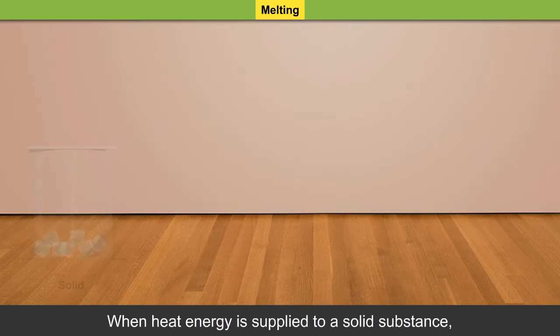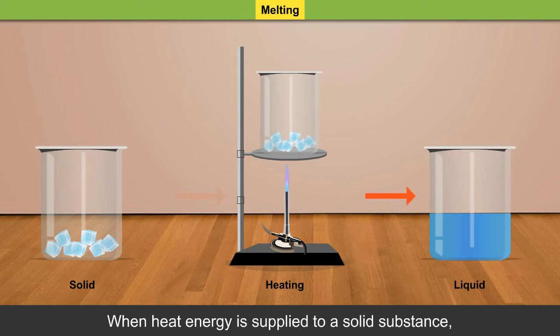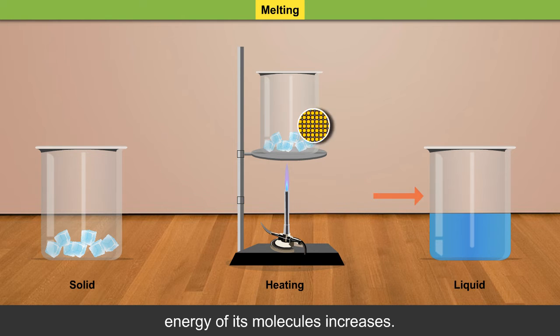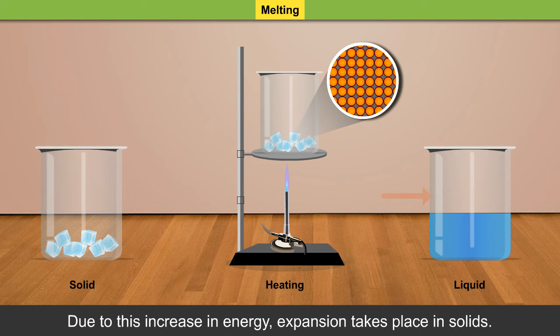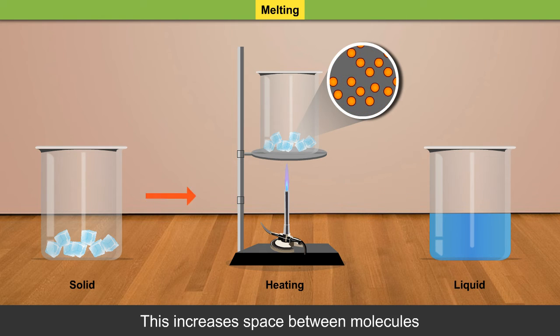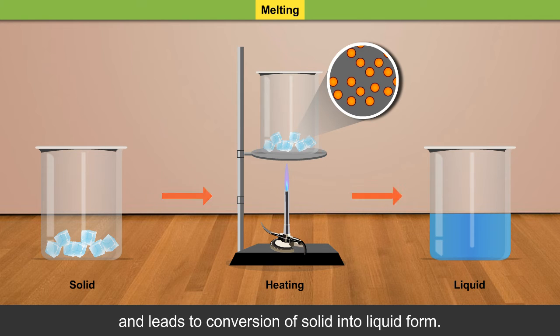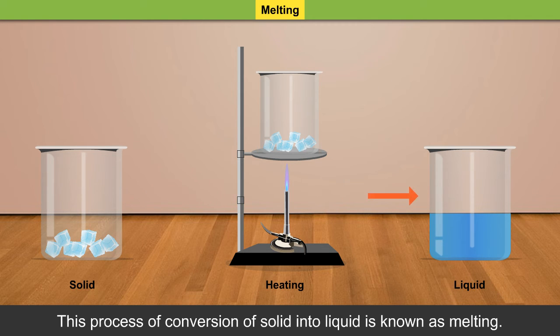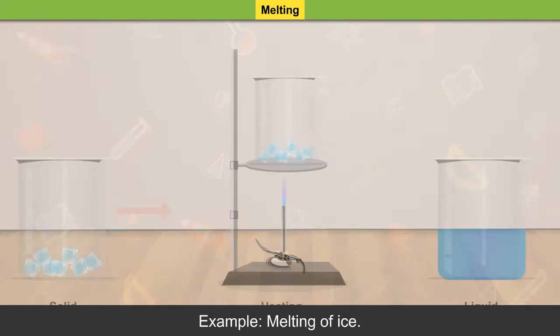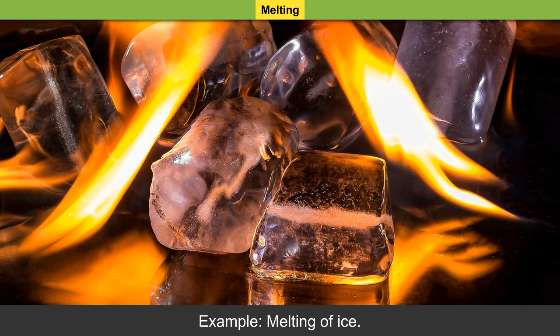Melting. When heat energy is supplied to a solid substance, energy of its molecules increases. Due to this increase in energy, expansion takes place in solids. This increases space between molecules and leads to conversion of solid into liquid form. This process of conversion of solid into liquid is known as melting. Example: melting of ice.